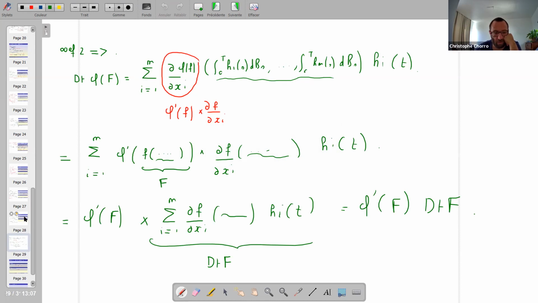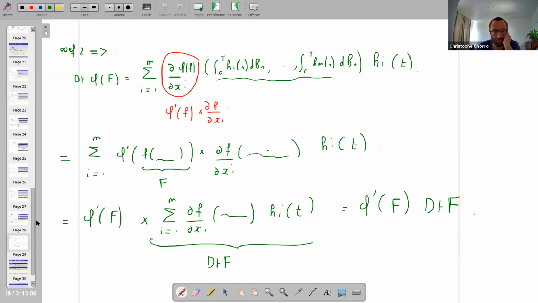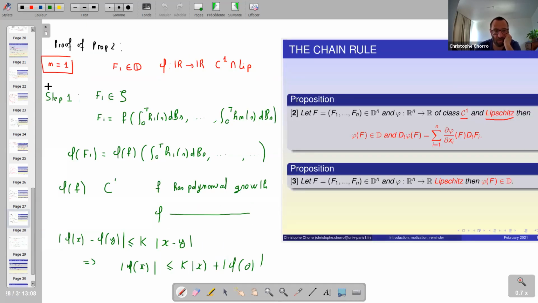that is none other than what I want to prove here for n equal to 1. When n equal to 1 here, you have just phi prime of f multiplied by dt of f. So I have done the job when f1 belongs to S. So step 1 is okay.